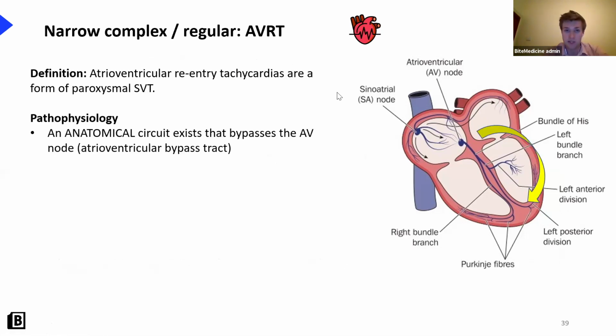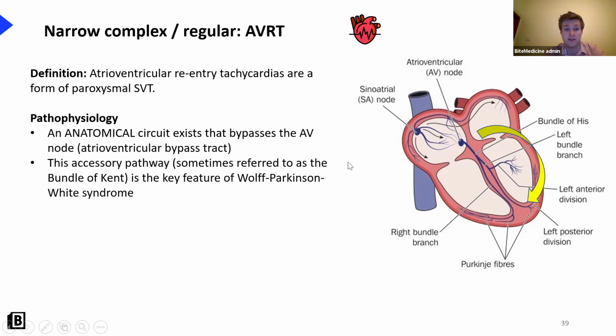And in this case, what's happening is you've got an anatomical circuit that bypasses your AV node. So instead of going from the atria to the ventricles via this lovely bundle of His, you've got some different pathways, some different anatomical electrical conduction system. And in the case of Wolff-Parkinson-White, which is the one we all think about, this accessory pathway is often called the bundle of Kent, okay? Different to the bundle of His.